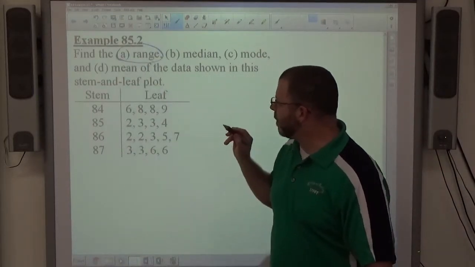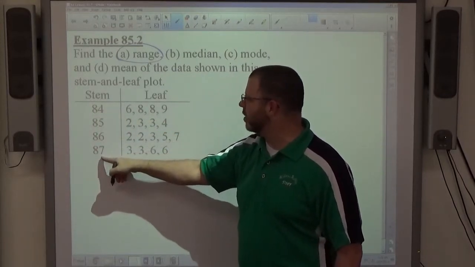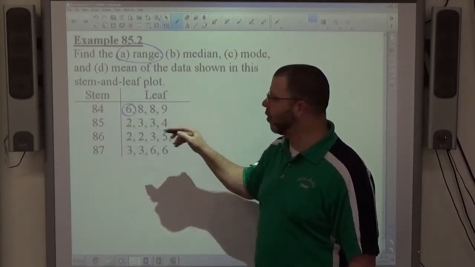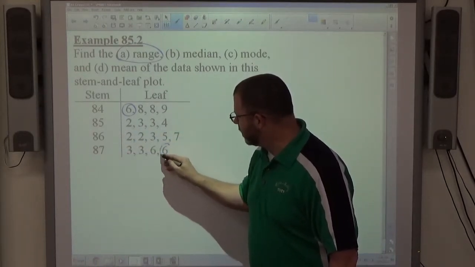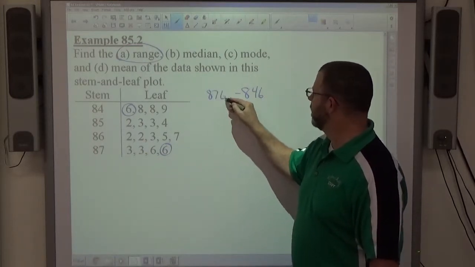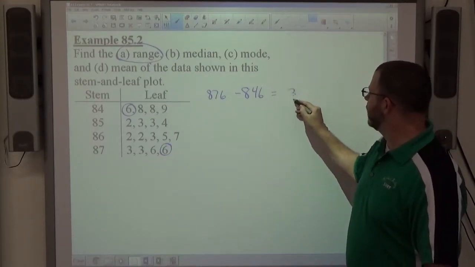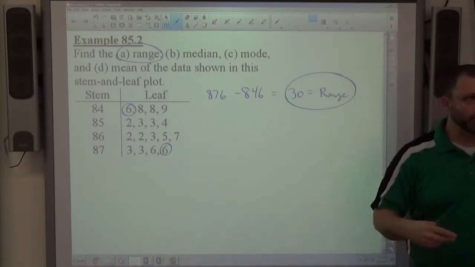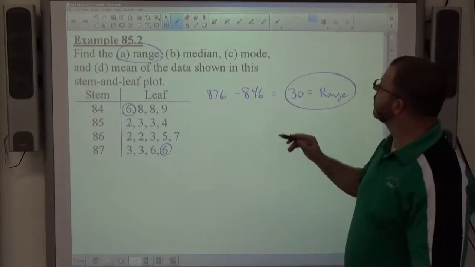If I'm looking at a stem and leaf plot, the top stem is the lowest and the bottom stem is the highest. So the smallest number in this list represents the smallest number in the whole data set, 846. And the last number at the bottom is going to be the biggest, so 876 is the biggest. Range is simply how far apart the biggest and smallest numbers are. So the range here is equal to 30. Again, with the stem and leaf plot, it's very neat and organized, and it's very easy to find that highest and lowest number.